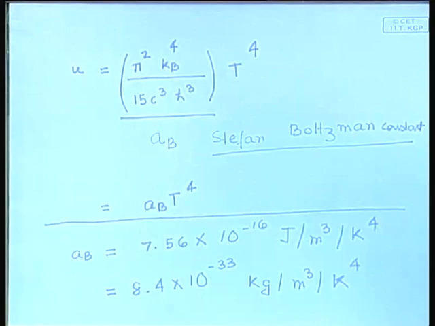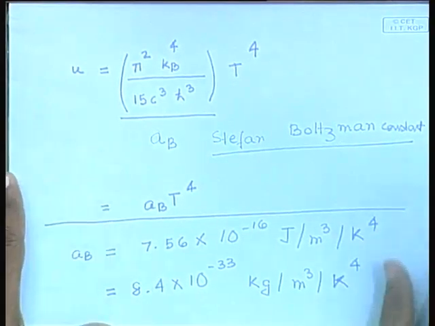So, now we have learnt in cosmology that the whole universe at present is filled with a radiation whose temperature is 2.7 Kelvin.